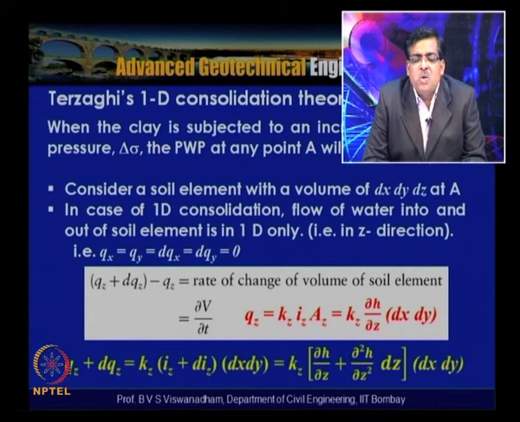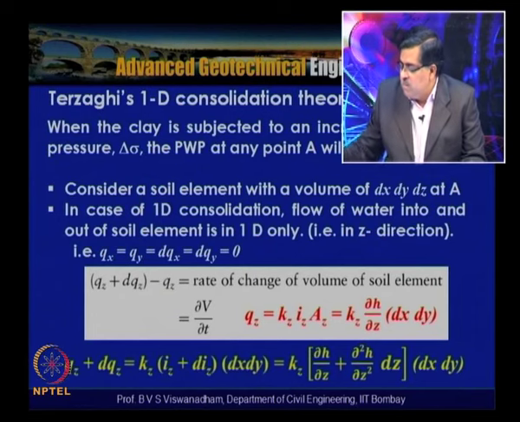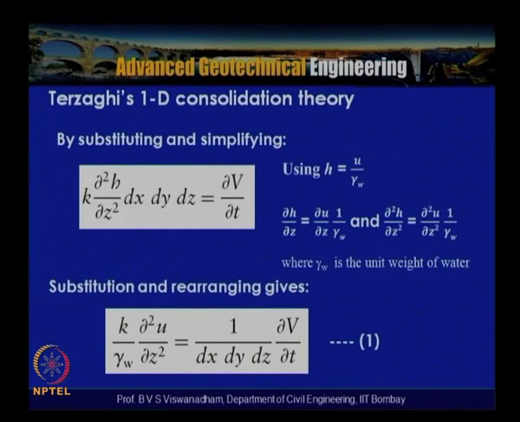Now qz plus dqz is equal to kz into dou h by dou z plus dou square h by dou z square into dz, into dx dy. By taking the subtraction qz plus dqz minus qz, what we get is kz into dou square h by dou z square into dx dy dz. So by substituting and simplifying, dou v by dou t is nothing but k, where kz is indicated as k, into dou square h by dou z square into dx dy dz.